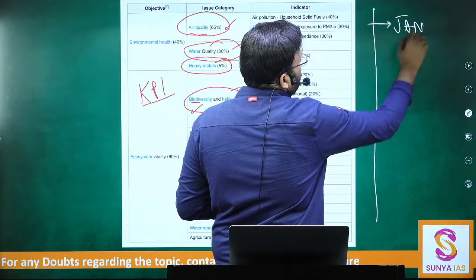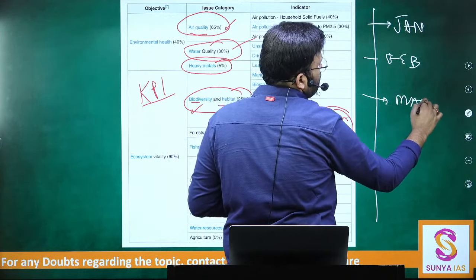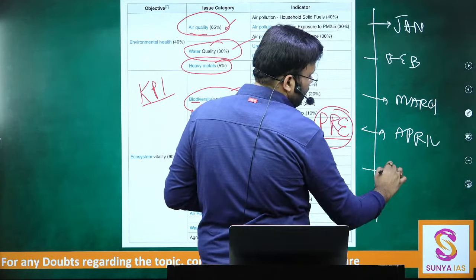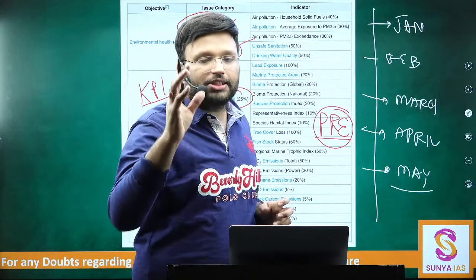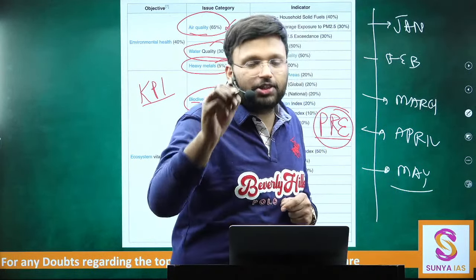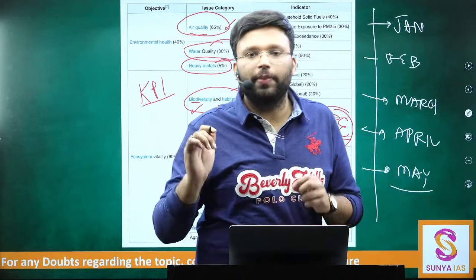January, February, March, April, May. I know I'm giving a very drastic kind of suggestion, but I can assure you that it will give you humongous returns on your mains strategy.